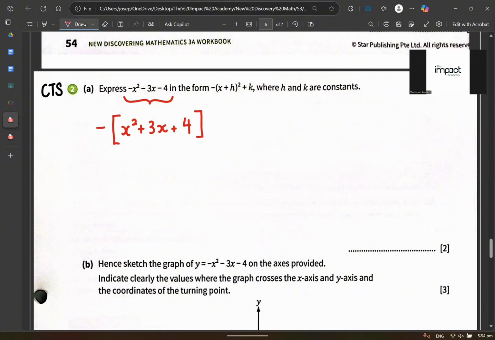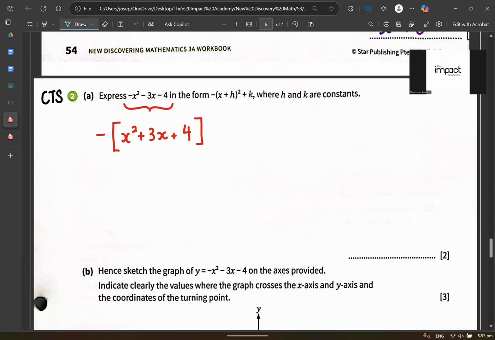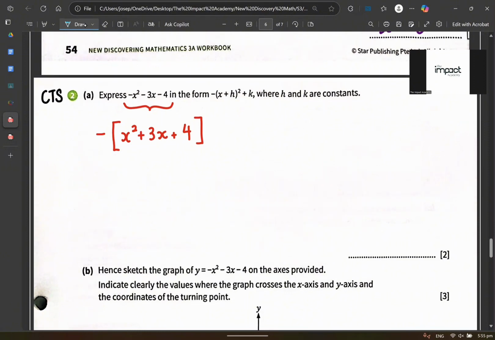Then after that, you're going to move on to your second step, which is to complete the square. Make sense? When it is positive, there's nothing I need to do. I jump straight into complete the square. When it is negative, you factorize first, then you go for complete the square. So there is an extra step for negative because negative confuses people a lot.